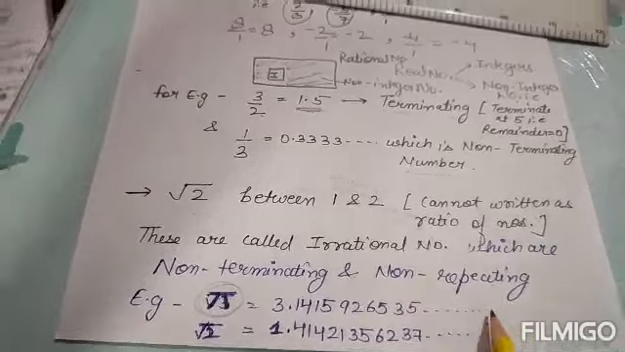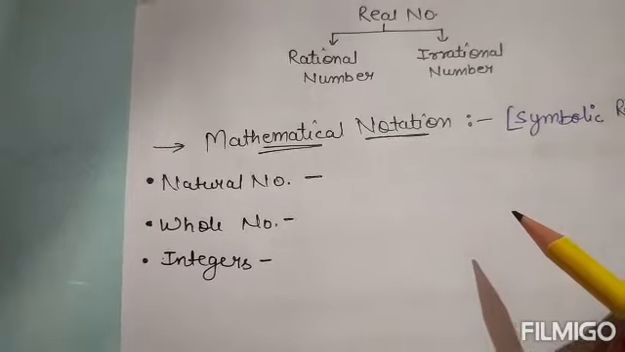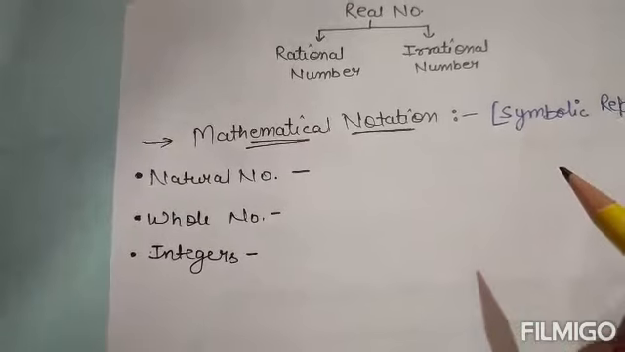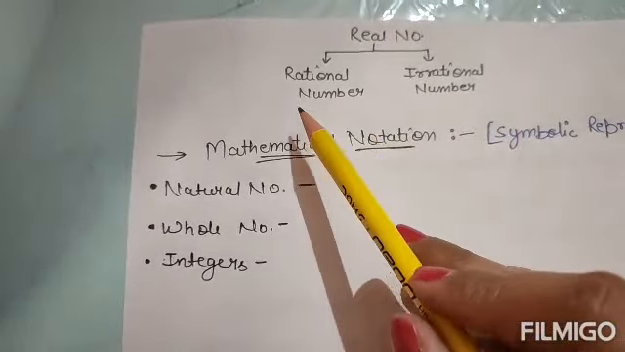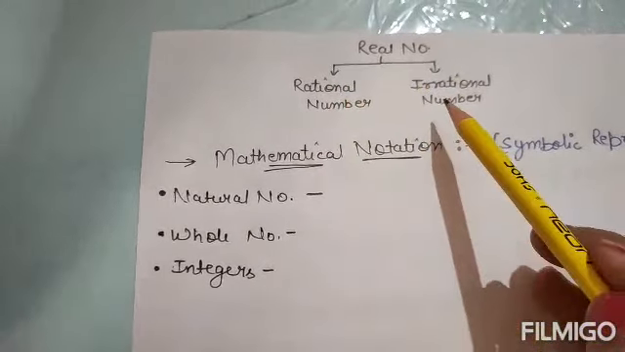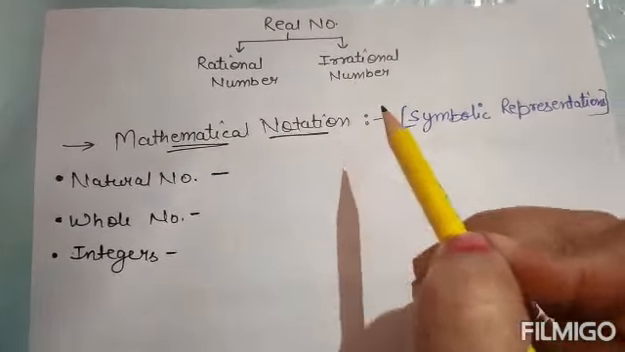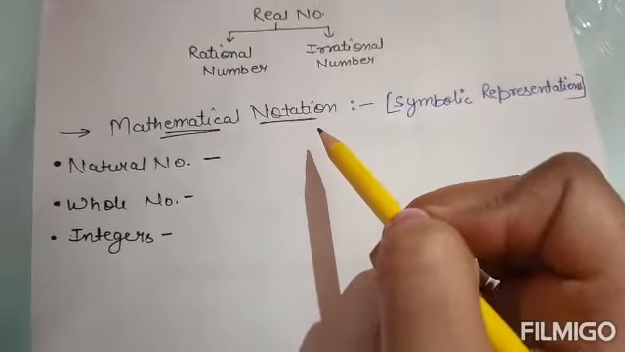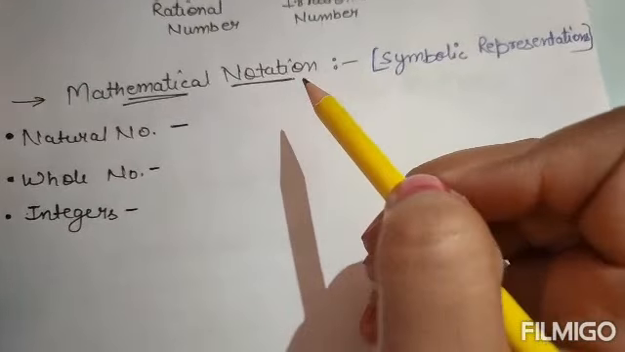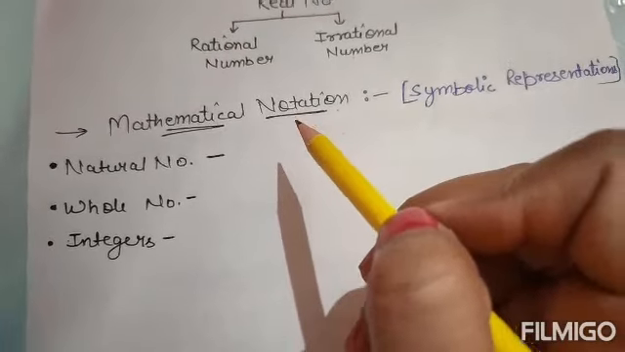It is also neither repeating nor terminating. As we all get to know what rational and irrational numbers are, we come to a new concept called real numbers. That is, real numbers are those numbers which include rational numbers and irrational numbers. Now we talk about mathematical notations which we are going to use in our further exercises. Basically, mathematical notation is a system of symbolic representation of mathematical objects and ideas.